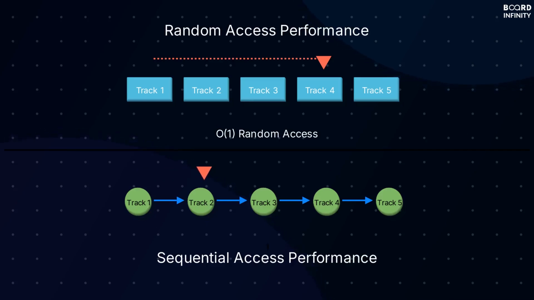Linked lists, however, require you to traverse from the beginning, checking each node sequentially. This sequential access means the time taken to reach a specific element grows linearly with the playlist size, represented as O(n). This illustrates the core trade-off. Arrays offer fast random access, while linked lists require sequential traversal. Understanding this structural difference is key to choosing the right data structure for your application.